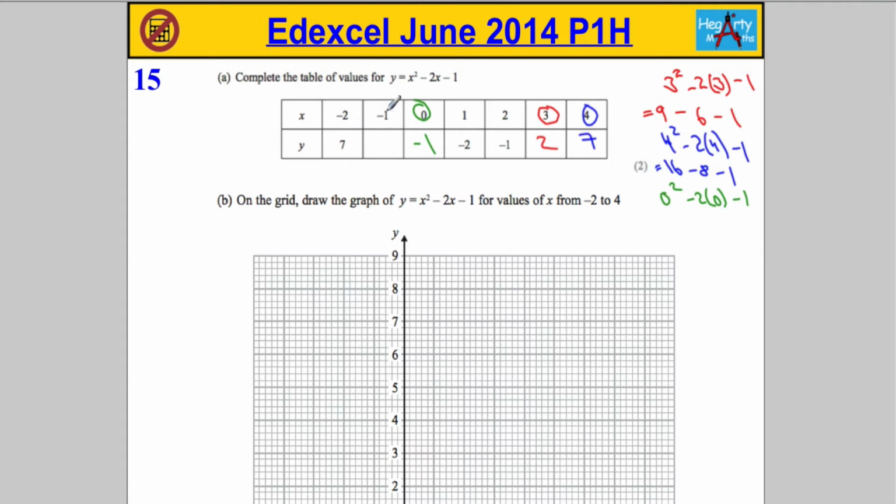And then lastly we've got to substitute in negative 1. So we're going to do negative 1 squared minus 2 lots of negative 1, and then we've got to take 1 away from that. Negative 1 squared, be careful, I should have some brackets around that. Negative 1 times negative 1 is positive 1. Negative 2 times negative 1 is positive 2. And then we've got to take that 1 away. So 1 plus 2 is 3. 3 take away 1 is 2. So that's the first part of that question sorted.